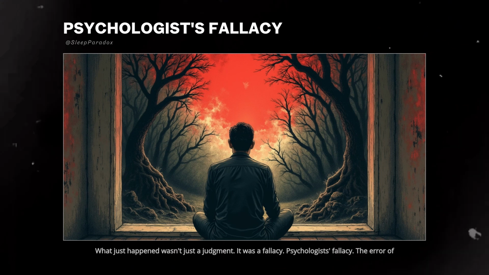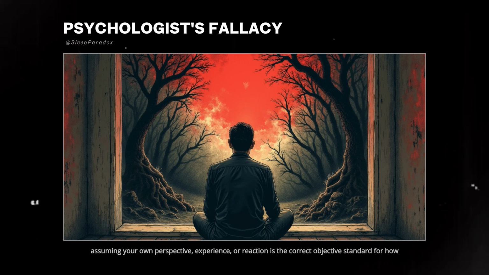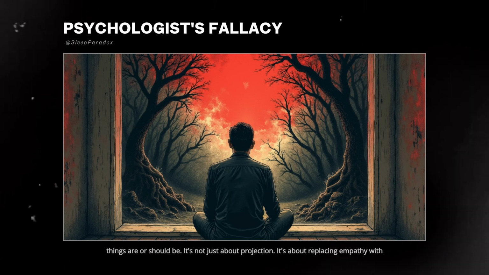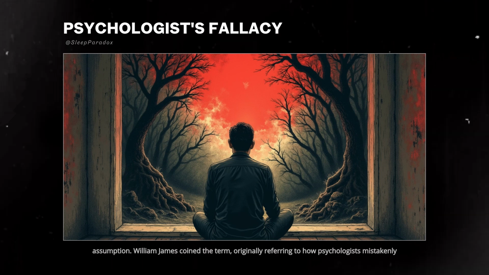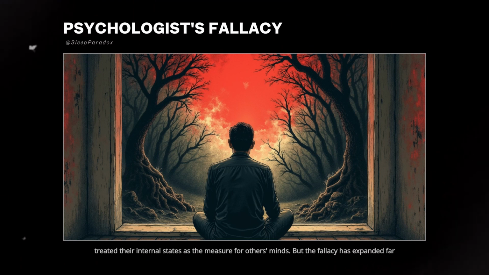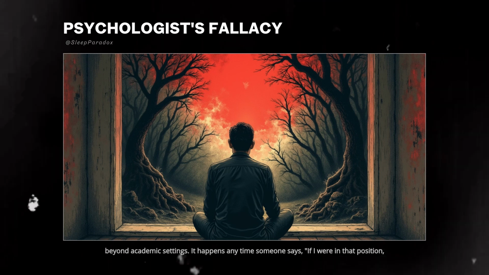Psychologist's fallacy. The error of assuming your own perspective, experience, or reaction is the correct objective standard for how things are or should be. It's not just about projection. It's about replacing empathy with assumption. William James coined the term, originally referring to how psychologists mistakenly treated their internal states as the measure for others' minds. But the fallacy has expanded far beyond academic settings.